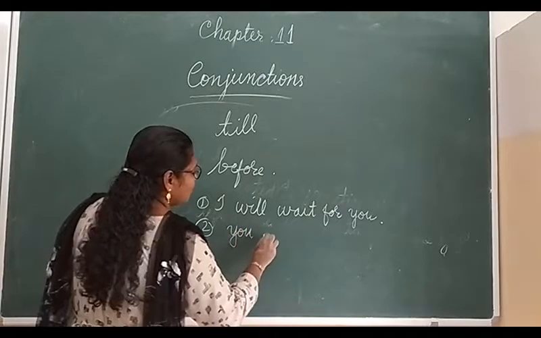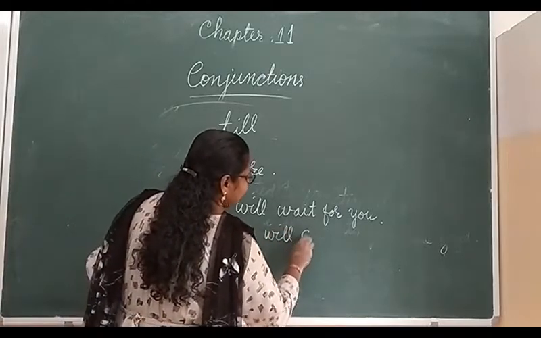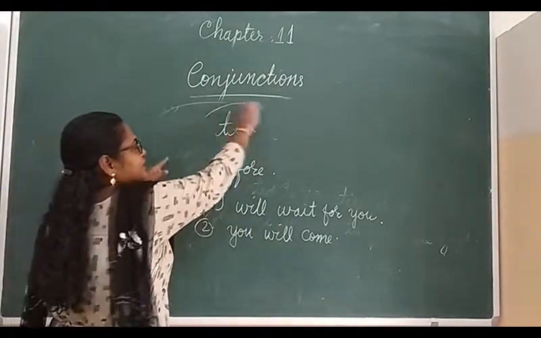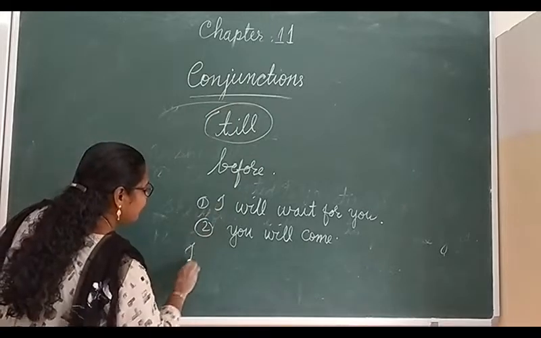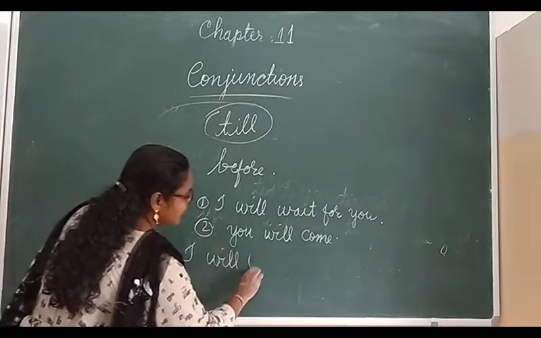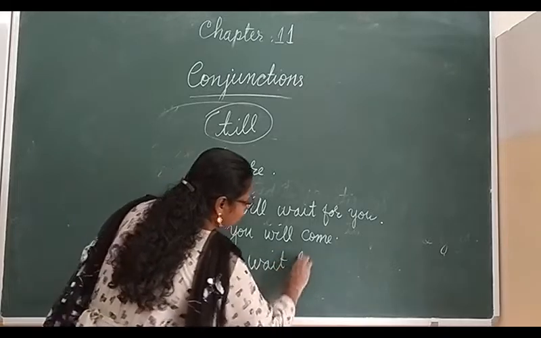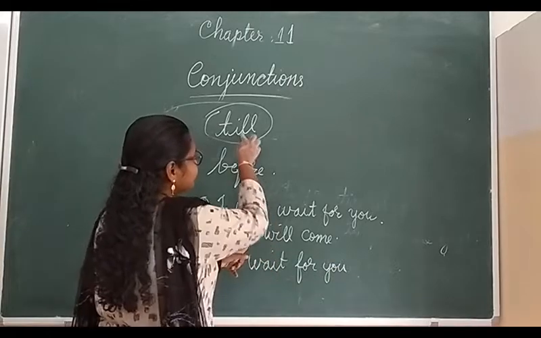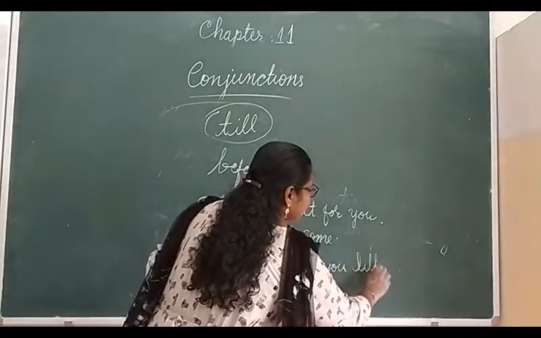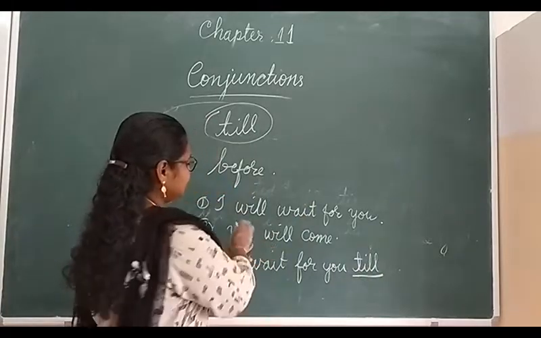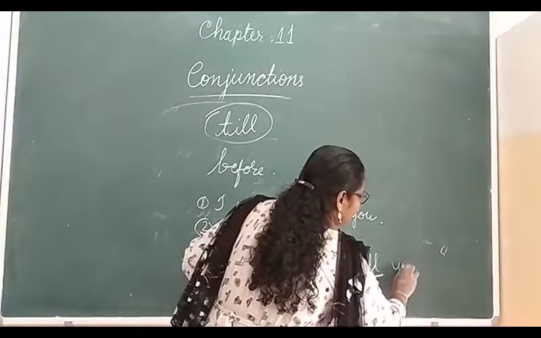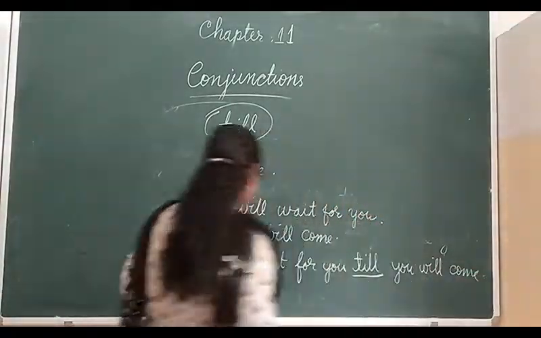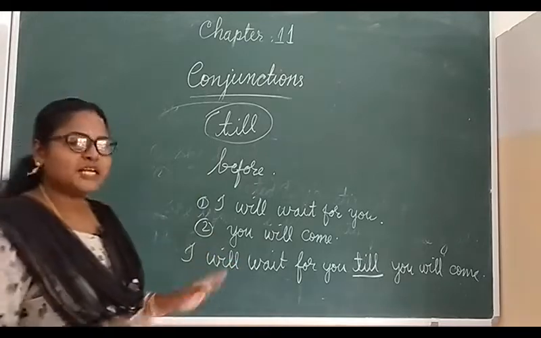You will come. Okay, then we can combine this using this conjunction "till." I will wait for you. First sentence. Okay, then take this "till." Till you will come. I will wait for you till you will come.